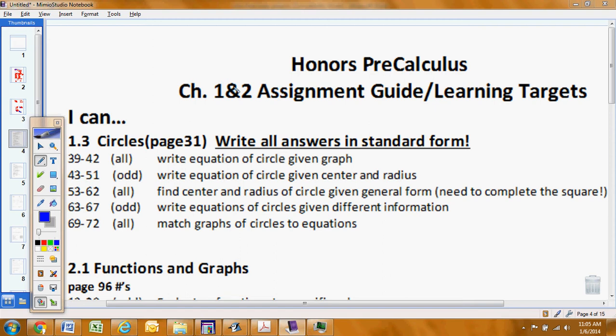All these problems over here on the side, if you need more help in a section, you can go back and look in the book at those problems, or you can look at your test and look for problems like that. So hopefully this will work out. All right, the first section, 1.3, is on circles.